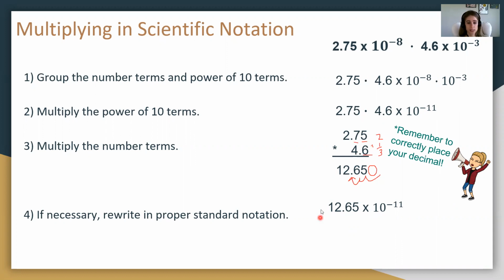Because if we look at this, it is not proper scientific notation. Because we learned on Wednesday that with scientific notation, the number in front of the decimal needs to fall between 1 and 9. And is 12 between 1 and 9? Heck no, it's 3 more. So I'm going to need to move my decimal and rewrite this in proper scientific notation.